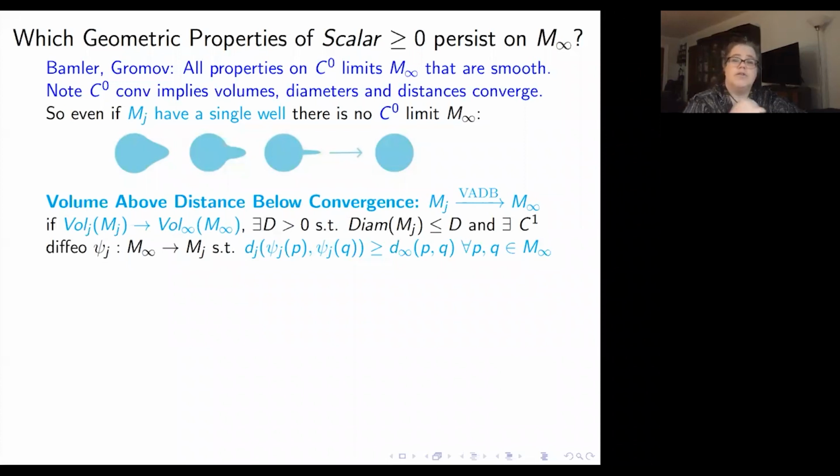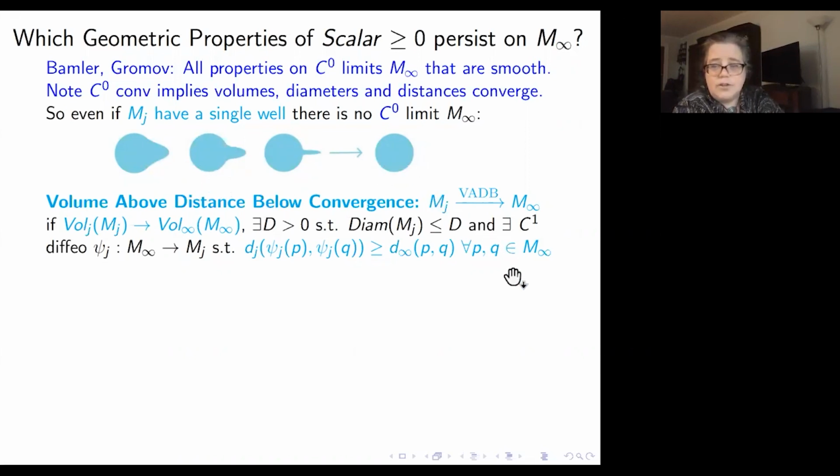So it's called volume above, distance below, because the important point is that the distance is bounded below. So the distances on the sequence are bounded below by the distance on the limit. And the volumes on the sequence, well, they have to be above the volume of the limit, okay, because they're coming down to it. So they will converge down. The distances will be controlled from below.